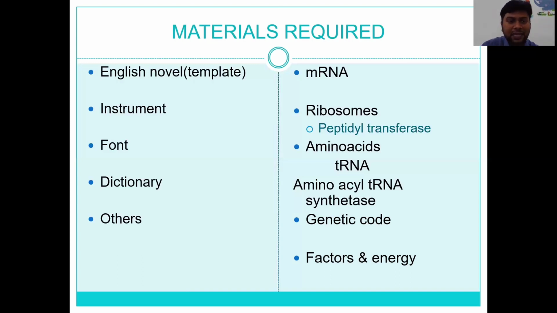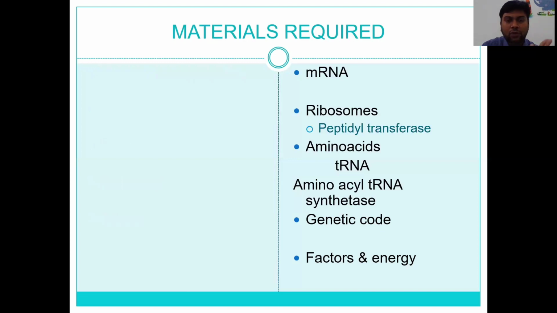Whatever is there on the left side, I just explained for your easy remembering. So don't write those things in the exams. Just write this part in the exam. The materials required are mRNA, ribosomes, amino acids with their tRNA, genetic code, and finally factors and energy.